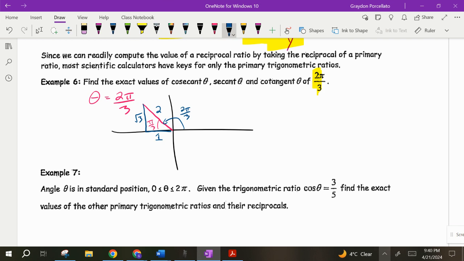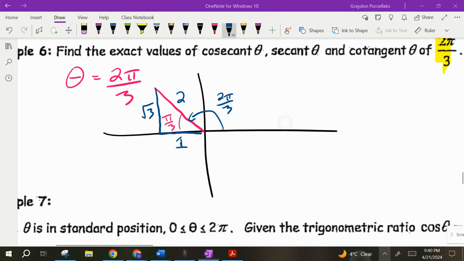Now, what else is important here? It's really important that when I think of the end of this, I think of that as a point. So what is that coordinate? Well, that coordinate is actually (-1, root 3). This is my x value. This is my y value. Okay? So I know that my x is negative 1, I know that my y is root 3, and I know that my r is 2.